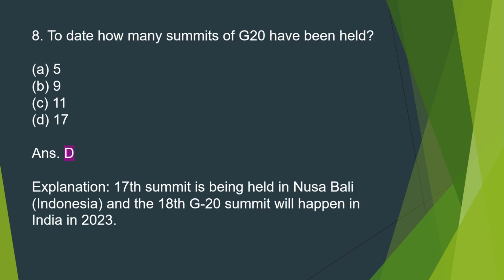Next question. To date, how many summits of G20 have been held so far? Option A, 5. Option B, 9. Option C, 11. Or option D, 17. So the correct answer is option D, 17. The 17th summit was held in Nusa Dua, Bali, Indonesia, and the 18th G20 summit will happen in India in 2023. So yes, soon India is going to hold it and make it happen.